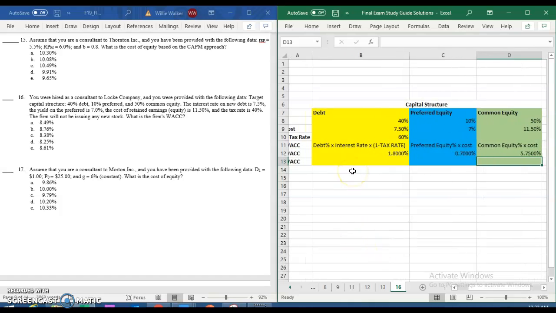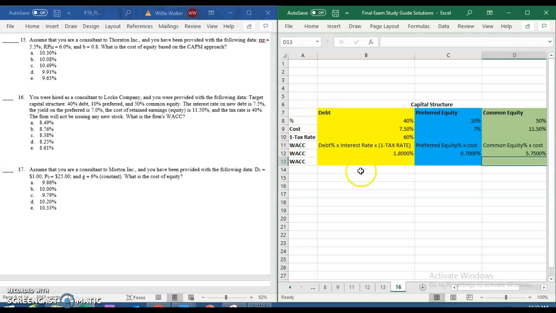So down here, we'll go ahead and add all of our capital structure components to get our weighted average cost of capital. We're given a weighted average cost of capital of 4.25%, which corresponds with answer choice D.